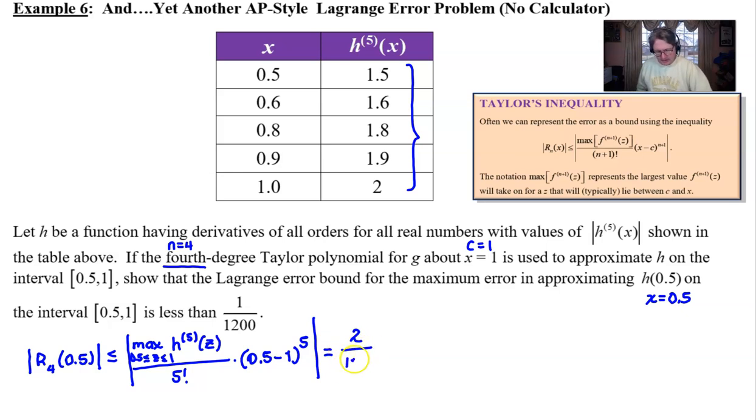5 factorial we know is 120. 1/2 minus 1 gives us 1/2 to the 5th power. And you're just going to have to get to a point where you're confident enough that that's going to be equivalent to 1 over 1200. Now, here's a little tip. I see a 120 here that I might want to be a little reluctant to reduce down. So how about we do this?